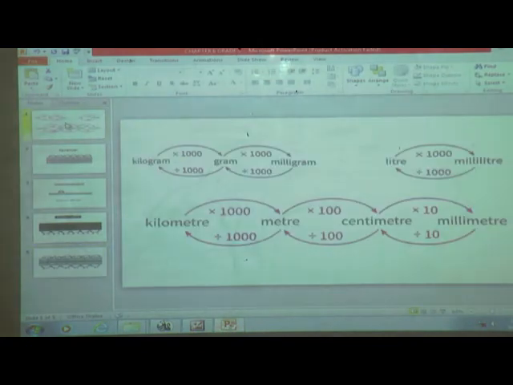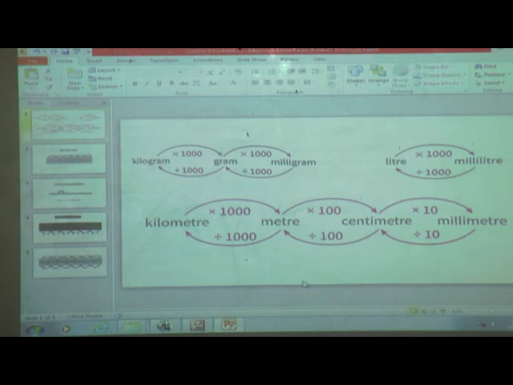Now here, see, if you want to convert kilogram to gram, what you will do? Multiply by 1000, and gram into milligram, again you multiply by 1000. But if you want to convert milligram to gram, what do we have to do?